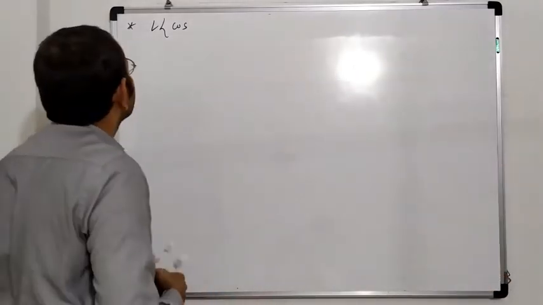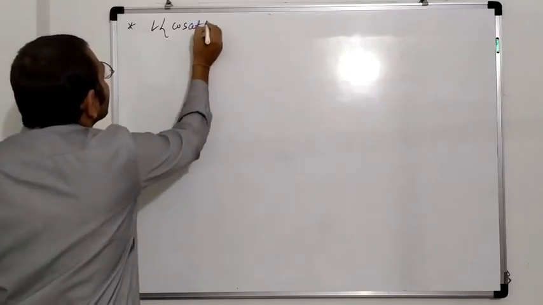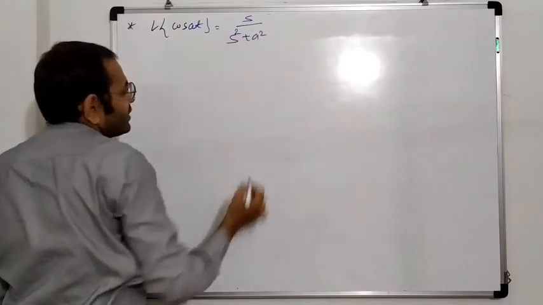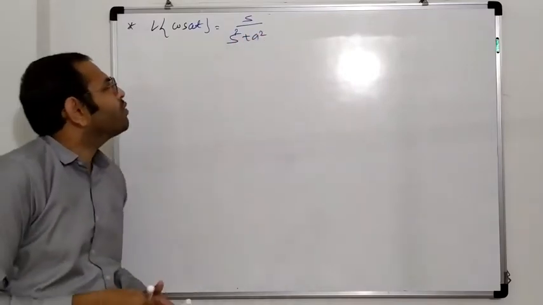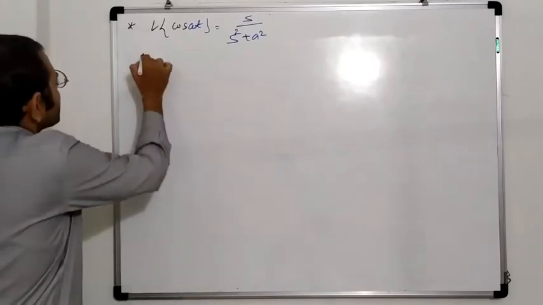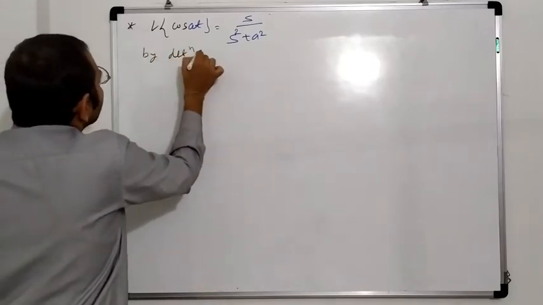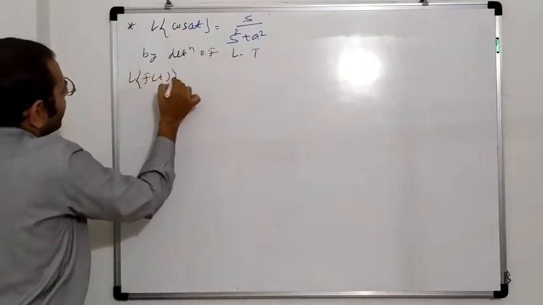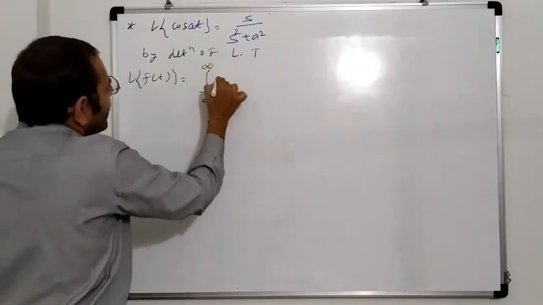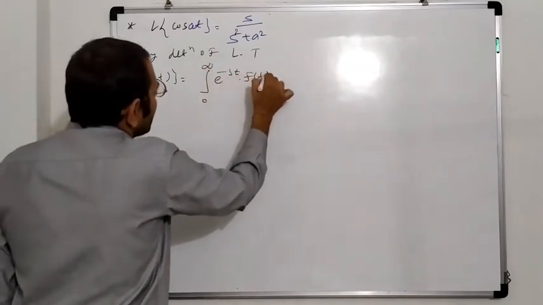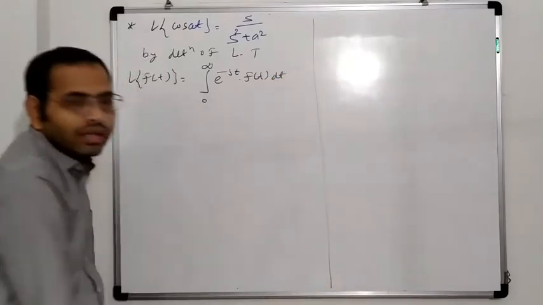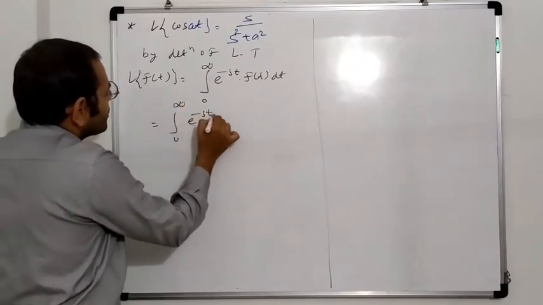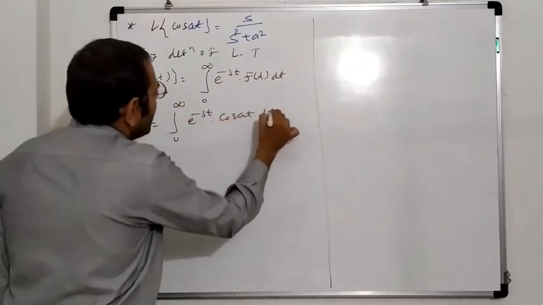Next elementary formula is cos at, which gives s upon s square plus a square. For this formula, first by the definition of the Laplace transform, Laplace of f of t equals the integral from 0 to infinity of e raised to minus st f of t dt. Here the function is cos at, so e raised to minus st into cos at dt.